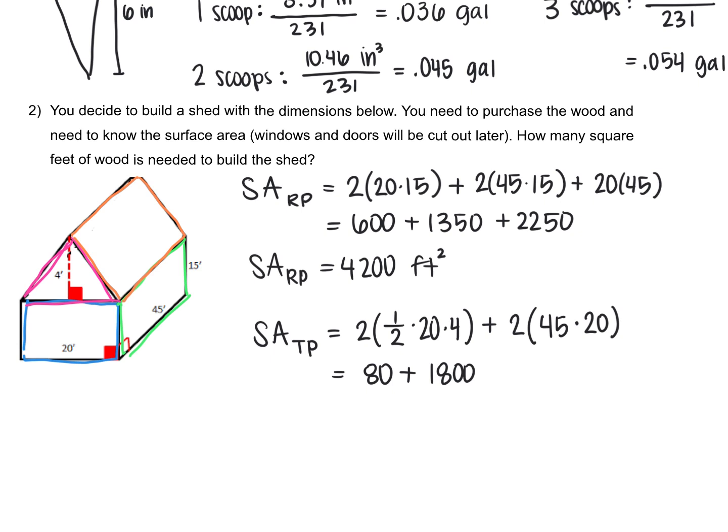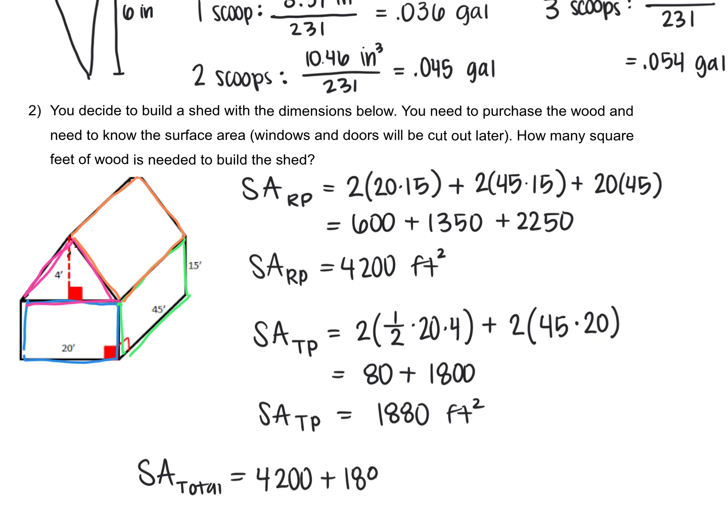And we're going to add those together, and we get the surface area of the triangular prism is 1,880 feet squared. So our total surface area, we're going to add together 4,200 plus the 1,880, and we're going to get 6,080 square feet. So that's how much wood would need to be purchased to construct our shed. And then we can cut out windows and doors later.